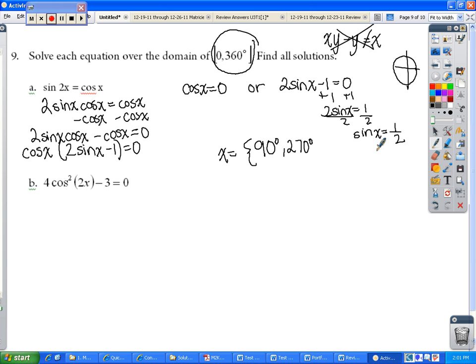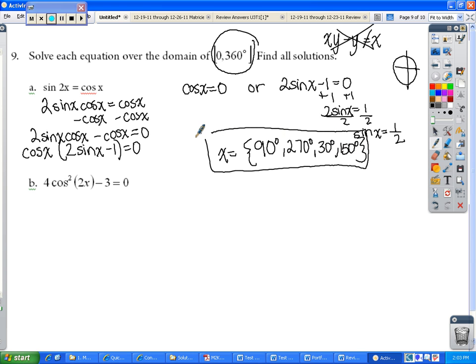So now you have to think, where is sine of x 1/2? Sine of x is first positive 1/2 at 30 degrees. So that's going to be another possible solution. Sine is positive as well in the fourth quadrant. So I'm going to subtract 360. Sorry about that. Sine of x is positive in the second quadrant, not the fourth quadrant. So I'm going to take 180 and subtract 30, and I'm going to wind up with my other solution of 150 degrees. So now my four solutions are 90, 270, 30, and 150.